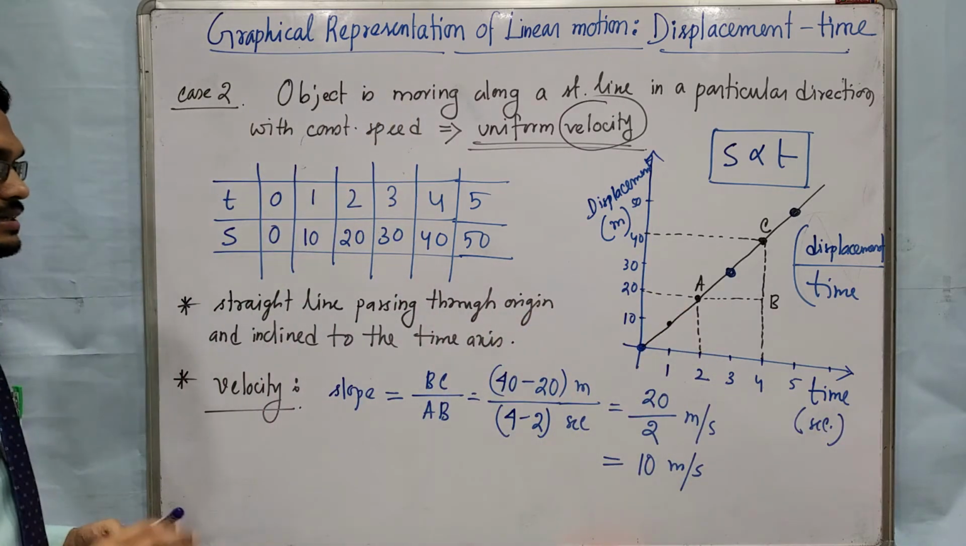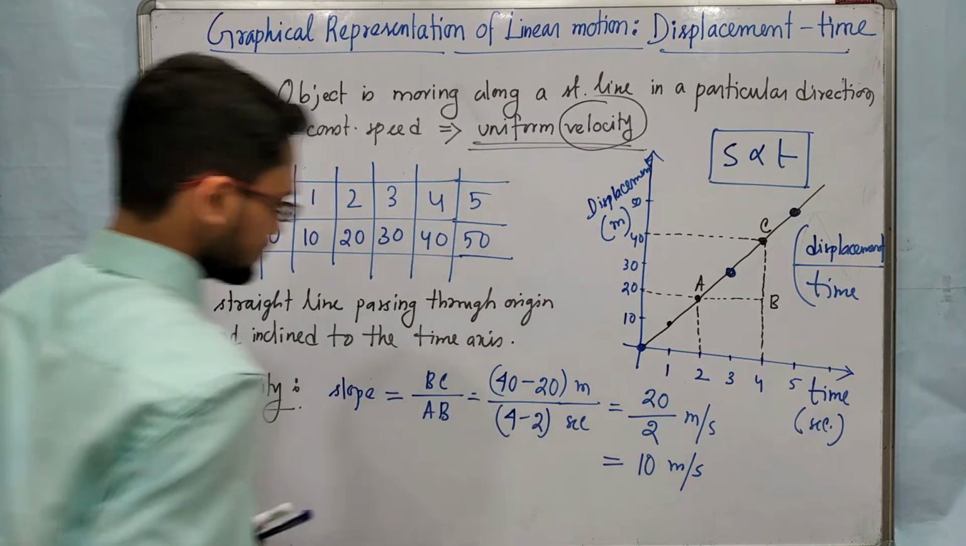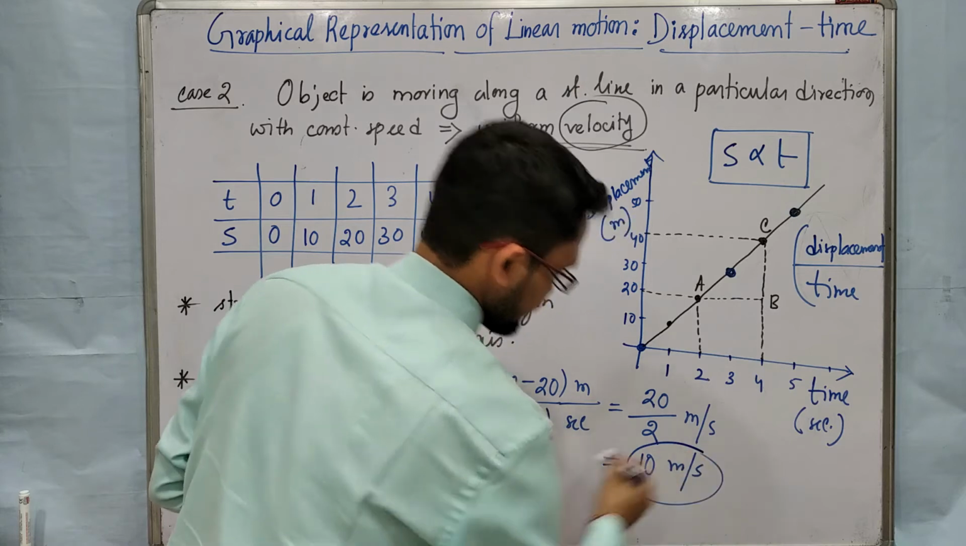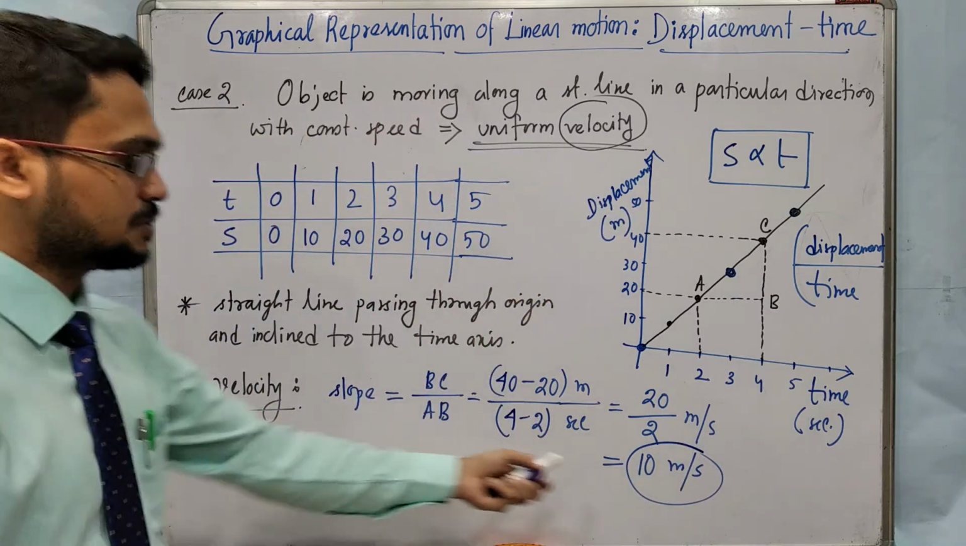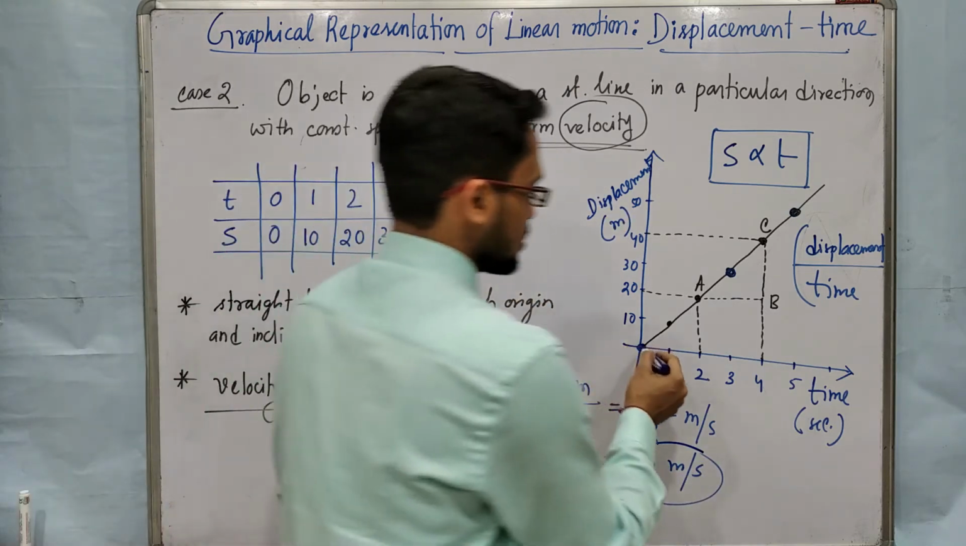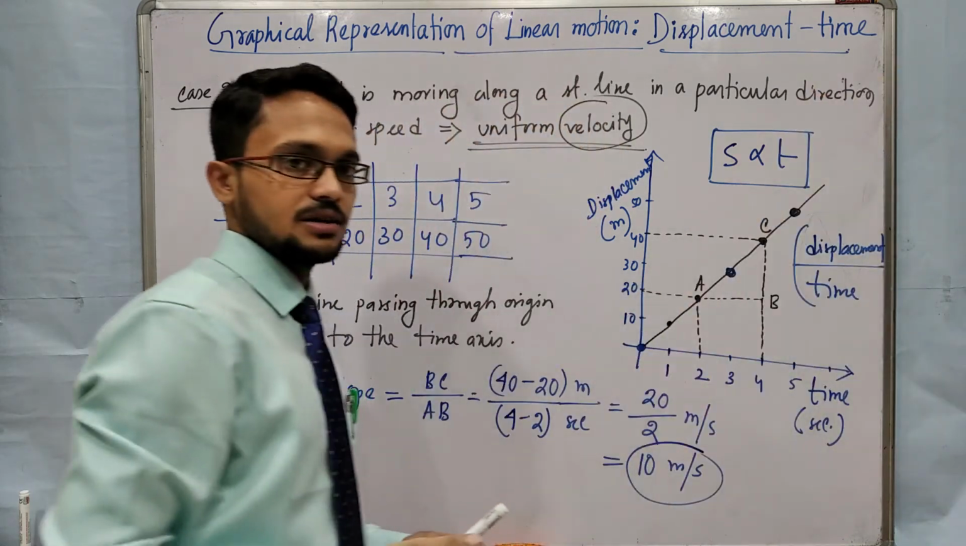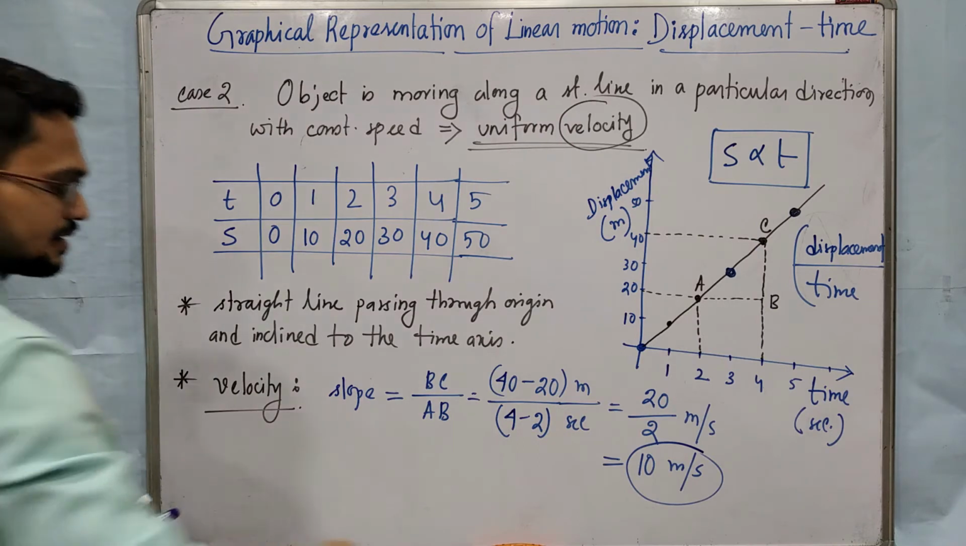Understand how to calculate? Here we are saying that the velocity is positive. Velocity is positive, that means slope is positive. Slope is positive means what? The object is moving away from the origin. Okay, understand?